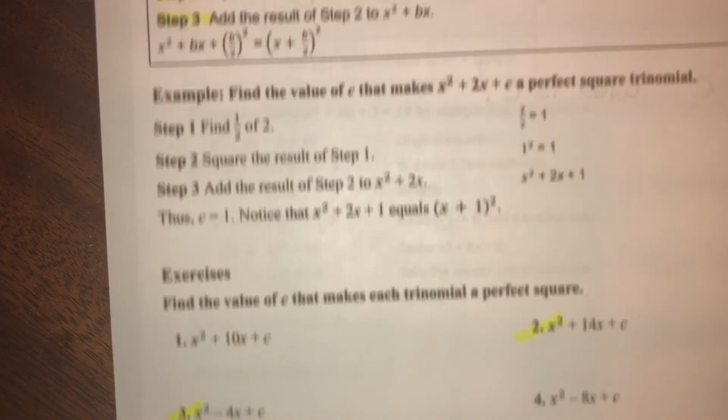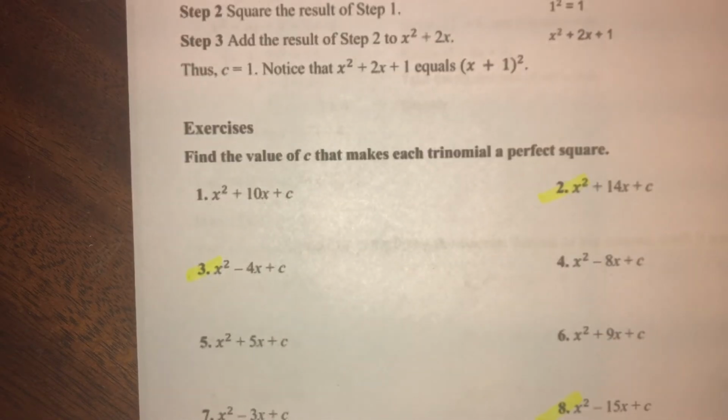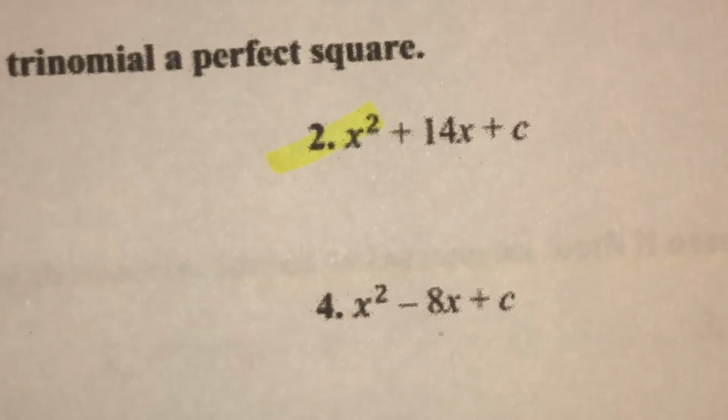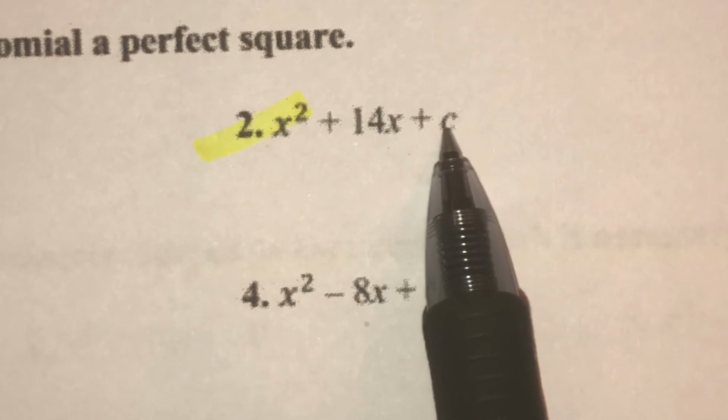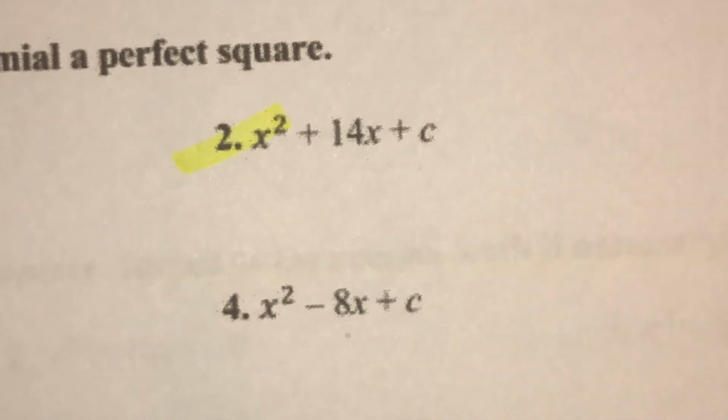So I highlighted 4 problems here to try. And I'll zoom in a little bit. Okay, so it says find the value of C that makes each trinomial a perfect square. So we're solving for C right now. We just got to figure out what it is.